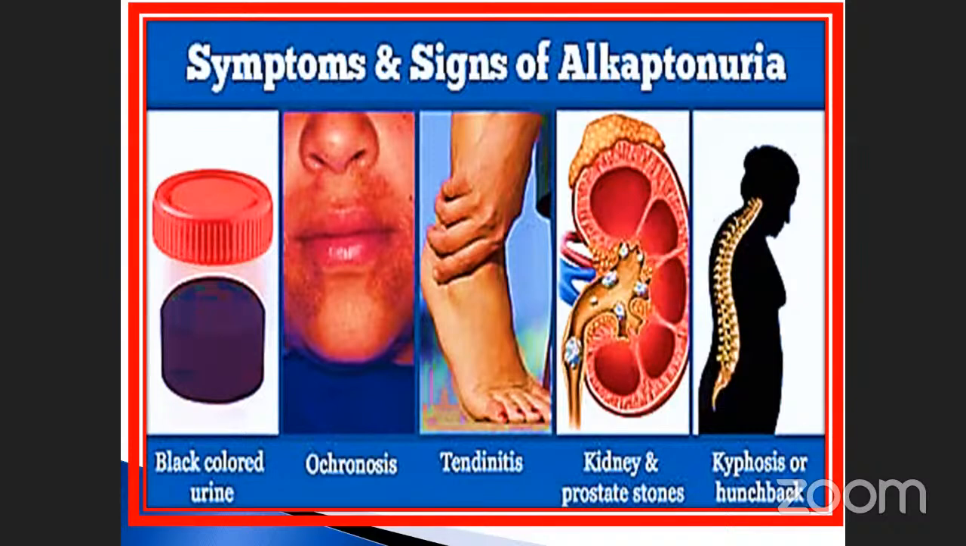Another one is also here, the leg. And the third one is the kidney, and also prostate stones form. See that this is the kidney structure. So inside there is a white part, no? So this is nothing but what is that?